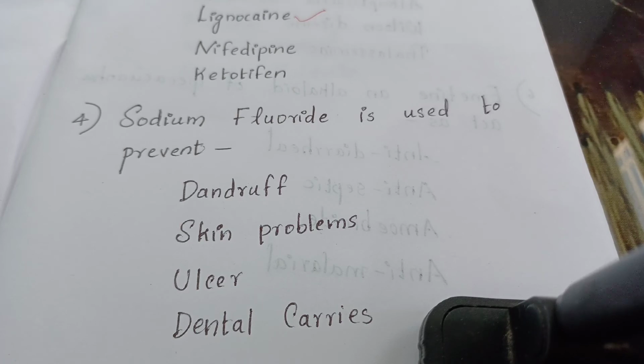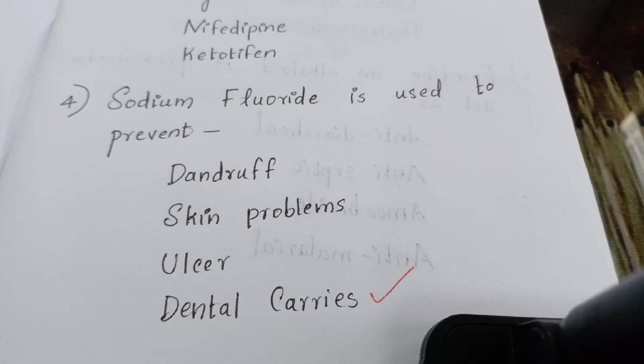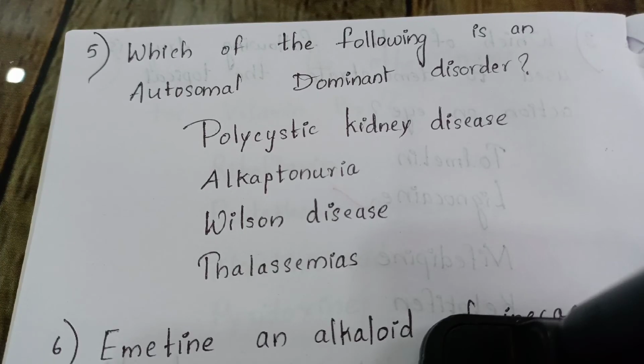The fourth question is, sodium fluoride is used to prevent dandruff, skin problems, ulcer, dental caries. And the correct answer is dental caries. Sodium fluoride makes teeth more resistant to decay and bacteria that causes cavities, and it is used to prevent cavities.